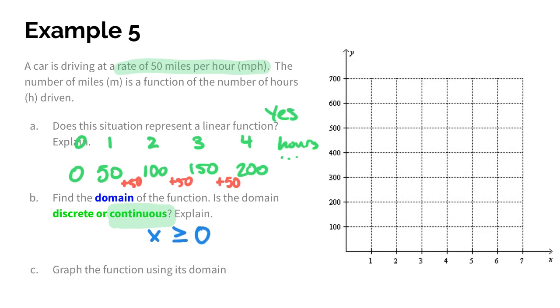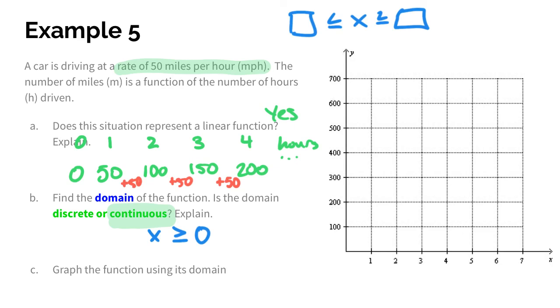Now, why am I not writing this like I did before, where I had a number, x, and then another number? It's because there is no limit to this side right here. I can drive as many hours as I want. As long as I had enough gas, I could continuously drive forever and ever and ever. So essentially, the number of hours can be anything greater than or equal to 0.